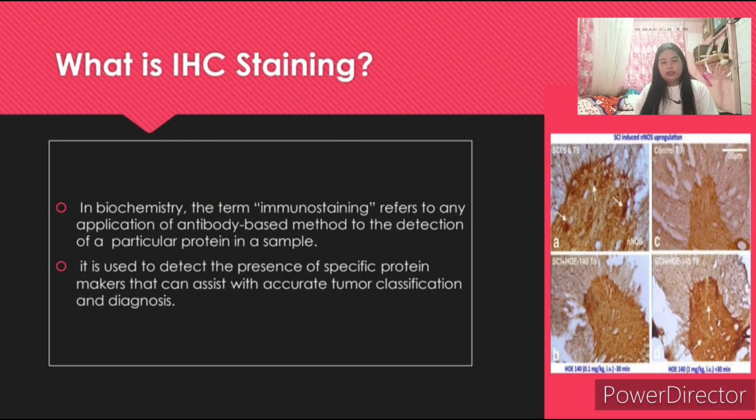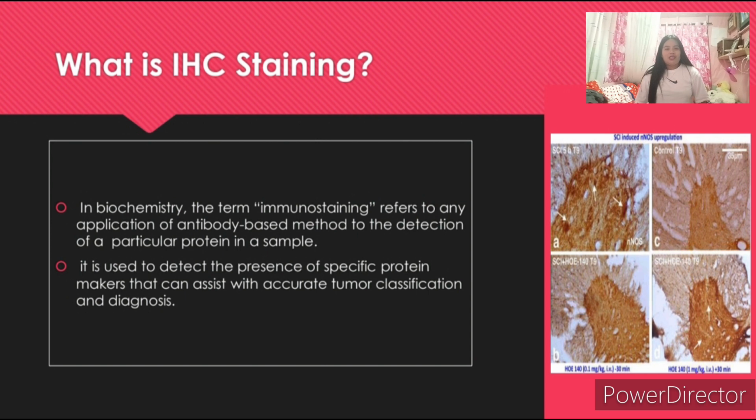So, ano nga ba ang immunostaining? Sa biochemistry, ang term na immunostaining ay nag-refer sa isang kahit anong application ng mga antibody-based method para makadetect ng protein sa isang sample. Tapos naman, ginagamit din ito sa pag-detect ng isang specific protein marker na makakatulong sa atin magkaroon ng accurate na tumor classification at accurate diagnosis. So, bakit natin ginagawa ang immunostaining? Ang immunostaining ay ginagamit sa cell biology para mag-study ng mga different protein, localization, at saka distribution sa isang tissue, cellular, at saka subcellular.